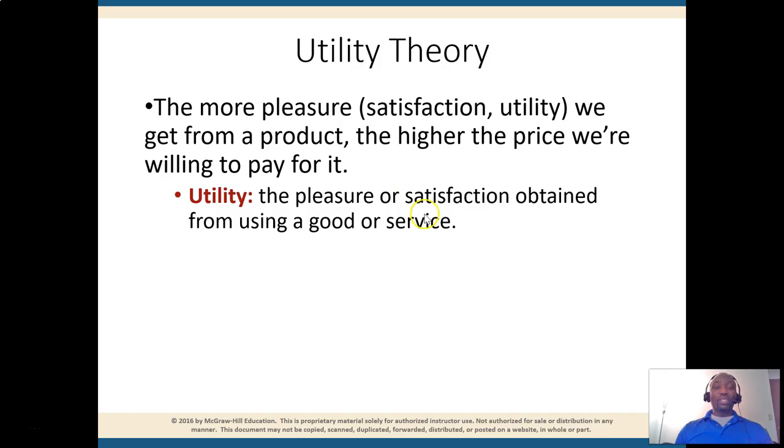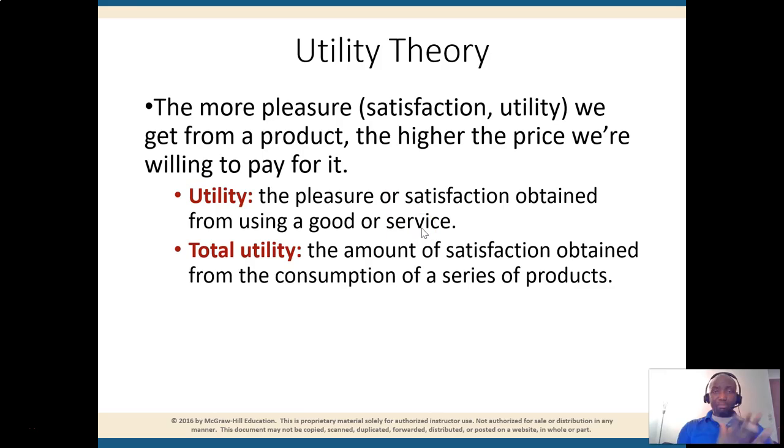The total utility is, assume that you eat one pizza, you say, oh, I feel good, and then you eat another one and say, oh, good, I'm feeling better. If you continue eating and sum up those utilities, you have a total utility. So it's the total satisfaction you're getting from consuming all these goods.